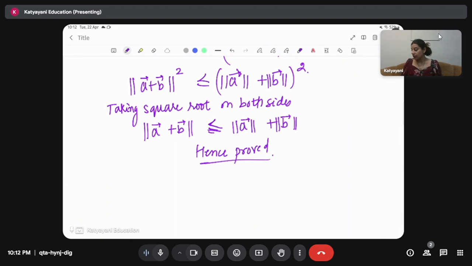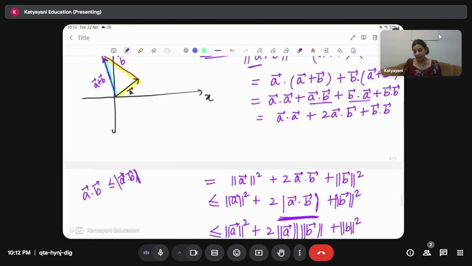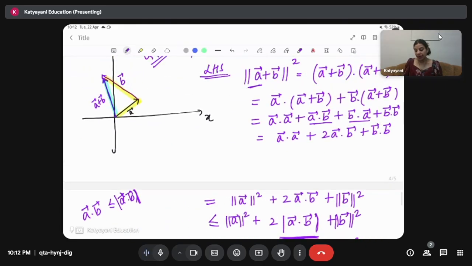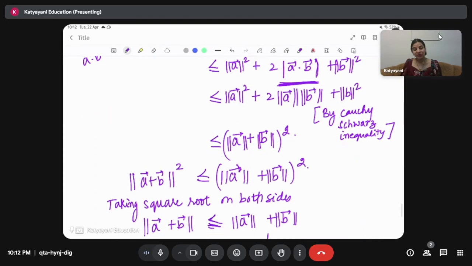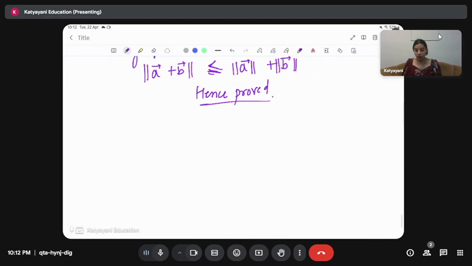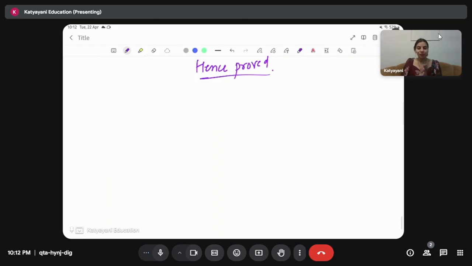So this is called the triangle inequality for vectors, right? And you have also seen how to visualize it, that the third side is always less than or equal to the sum of the other two sides, right? And we have already done this in geometry. We have written it in terms of vectors. That is why it is called the triangle inequality in vectors, right? So is it clear? I hope it is clear.